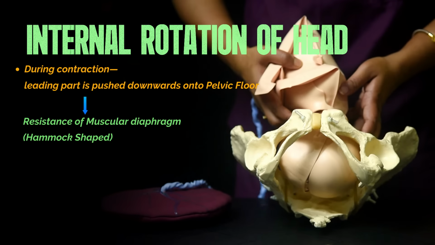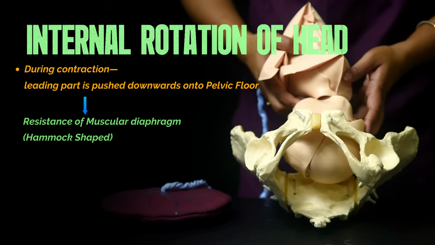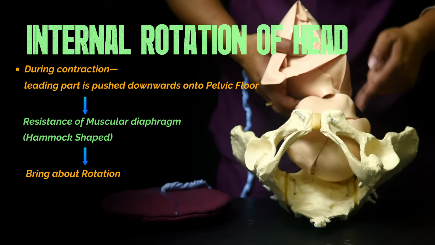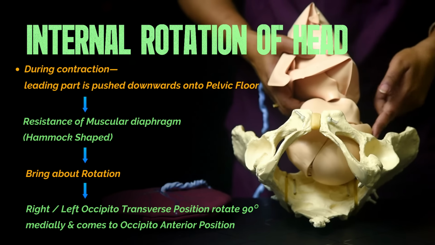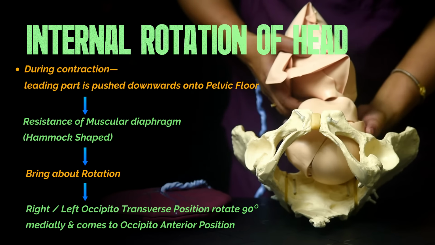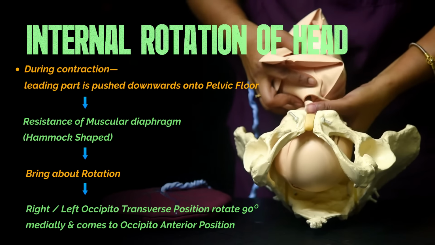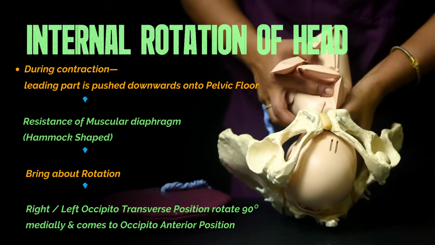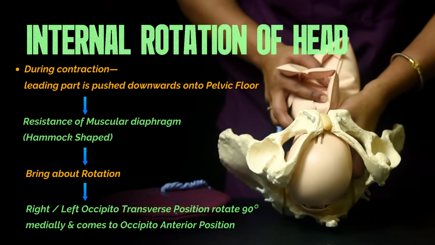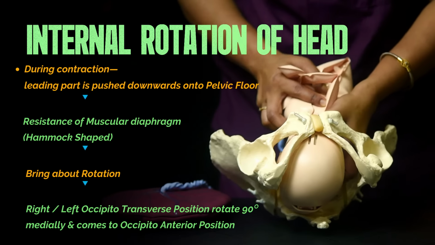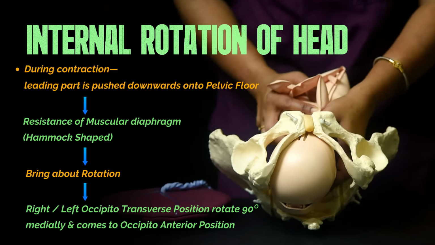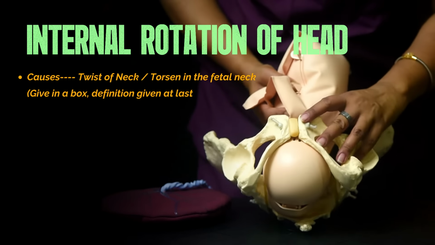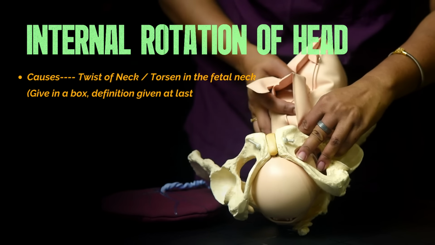Okay, and because there is a resistance by the muscular diaphragms, it brings about the rotation. So now, as we all know, the baby's head was in a left occiput transverse position. Now it rotates 90 degrees and comes to the occipito-anterior position. Now you can see the baby's head is in an occipito-anterior position. So it is a well-flexed vertex. The occiput is the leading part. So here you can see there is a twisting present in the neck.